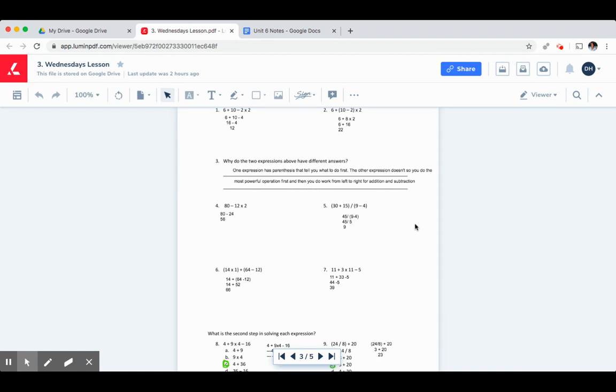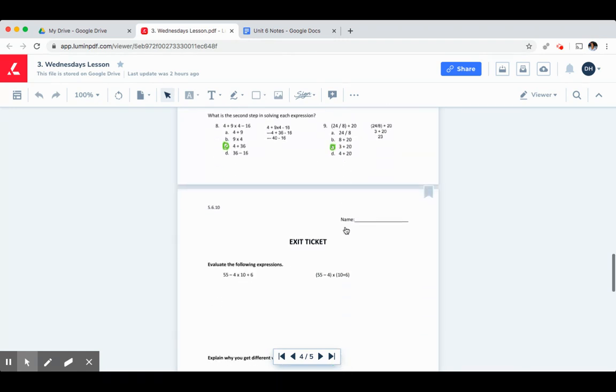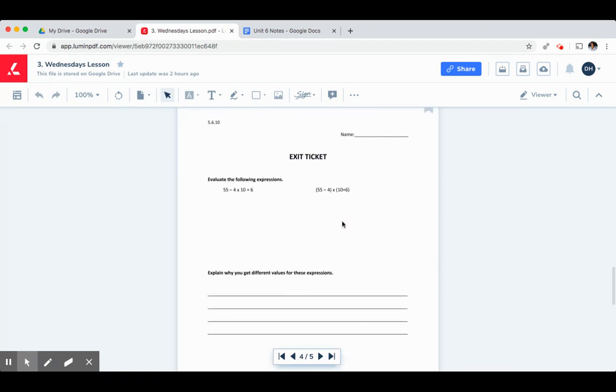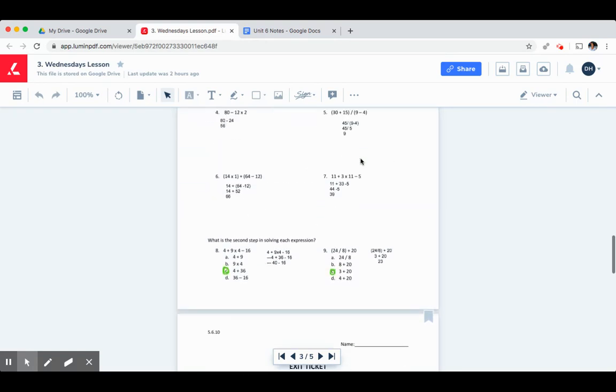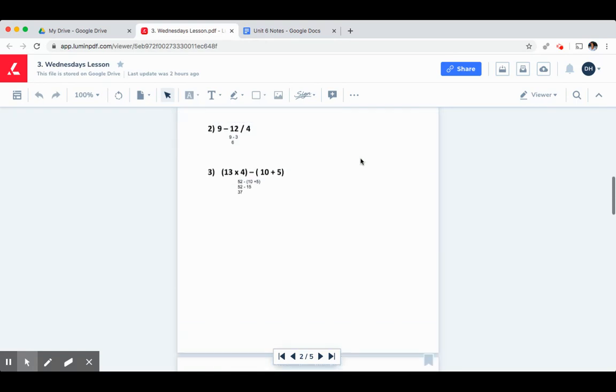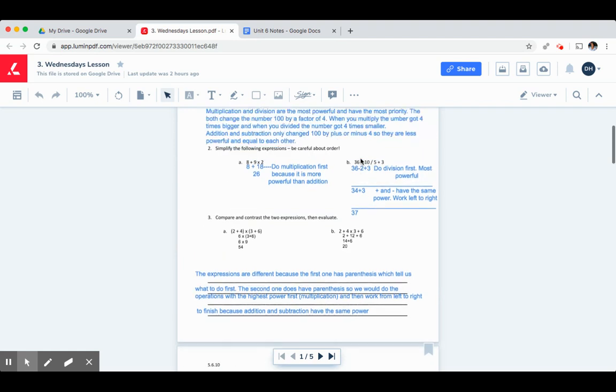Once you're done checking your work, you should move on to the exit ticket. Make sure to use your notes and make sure to use all of the work that we just did together in the practice problems and in the PST to help you.